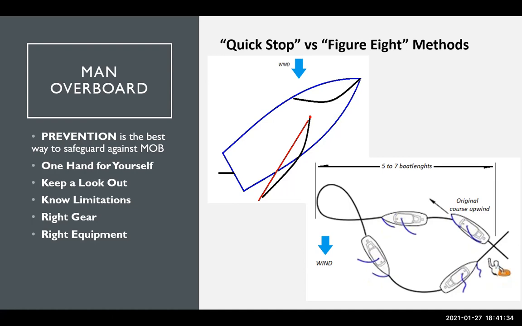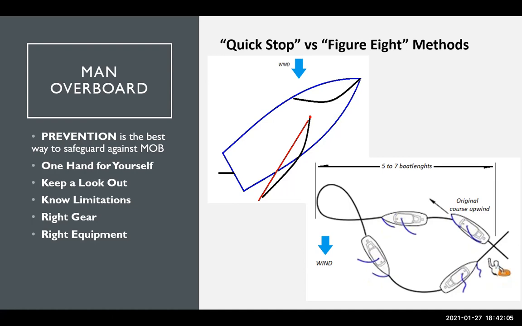We're going to go through the two man overboard procedures that are most well known here. And they are the quick stop and the figure 8 method. So really in Jamaica, if you get knocked overboard, as long as you're conscious and you can swim and you're wearing your life jacket, we love the water. We could be in the water all day. It doesn't matter to us.